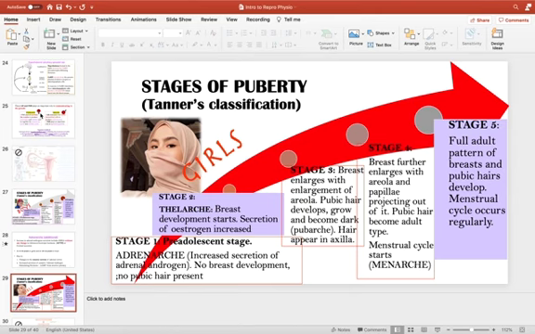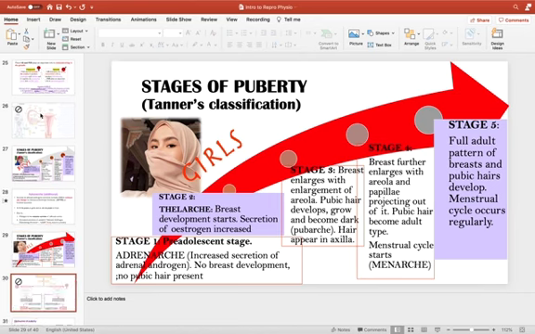And stage 3, the breast enlarges with enlargement of areola, pubic hair develops, grows and becomes dark. Hair appears in the axilla. And stage 4, the breast is further enlarged with areola and papilla projecting out of it. Pubic hair becomes adult type and the menstrual cycle starts. Stage 5, the full adult pattern of breast and pubic hair develops. The menstrual cycle occurs regularly.